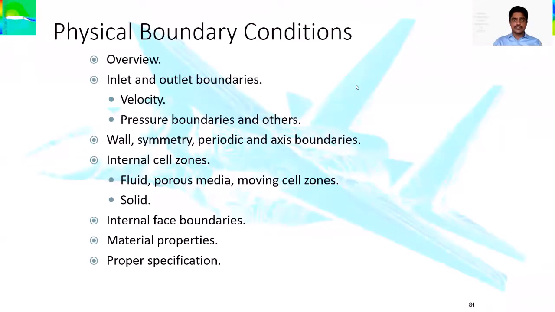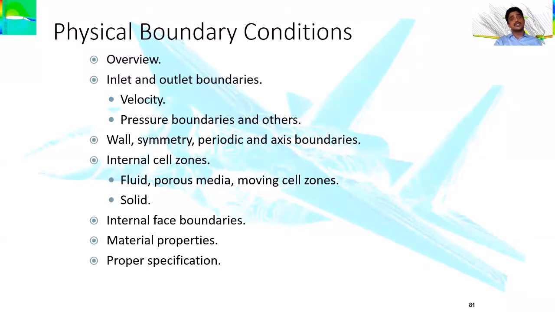A discussion related to the physical boundary conditions. What are the physical boundary conditions and what needs to be applied? As far as the categorization of the physical boundaries is concerned, they are inlet and outlet boundaries, wall boundaries, symmetrical boundaries, periodic boundaries, and axis boundaries.